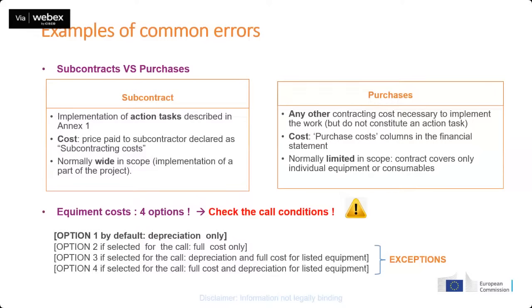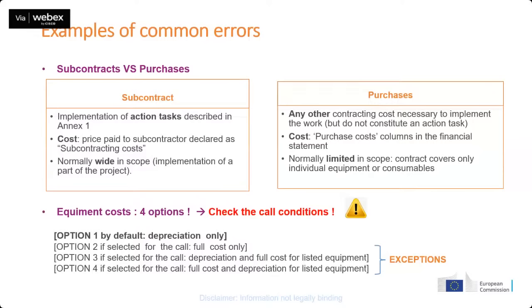So please check the call conditions of the action you are going to implement and see if the conditions allow for the declaration of full cost. Sometimes you can declare full cost for listed equipment or full cost only, but this is really only used exceptionally. It is used when it's really justified by the nature of the action and it's in the context of the works that you will be carrying out.